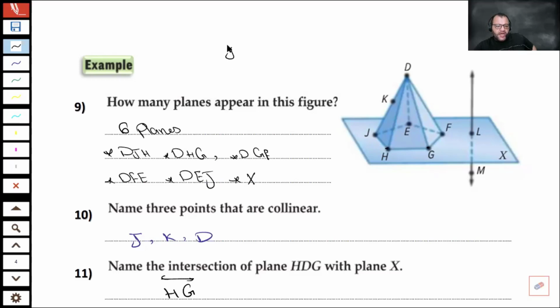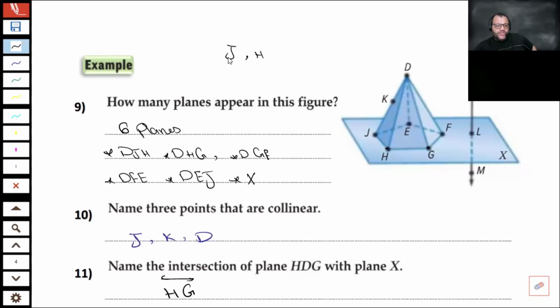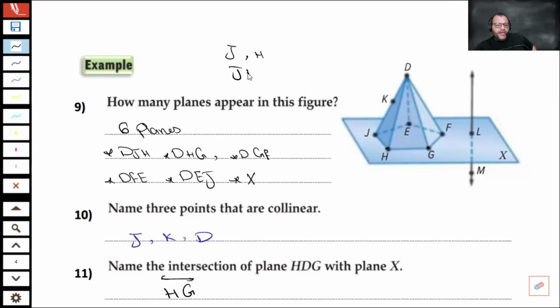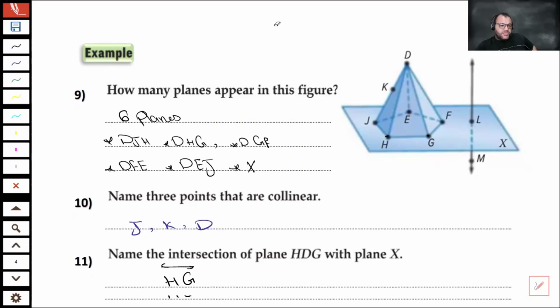So the name of the line, you can say the line J and H. This line is not named by J and H. It's named JH. You understand now the name? The name of a line must be without "and".